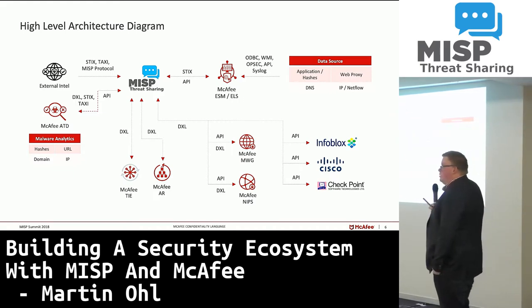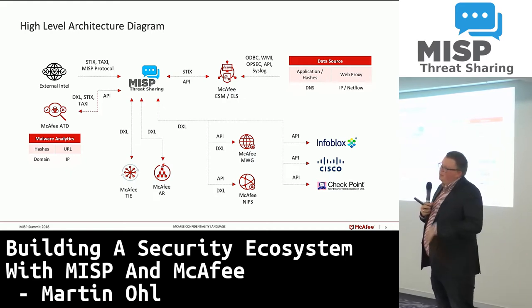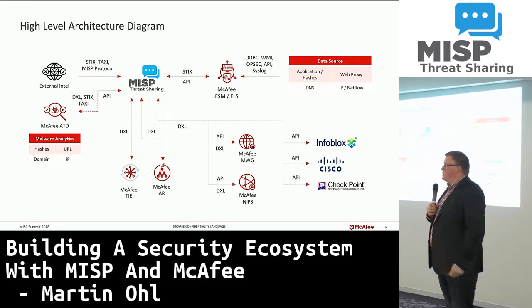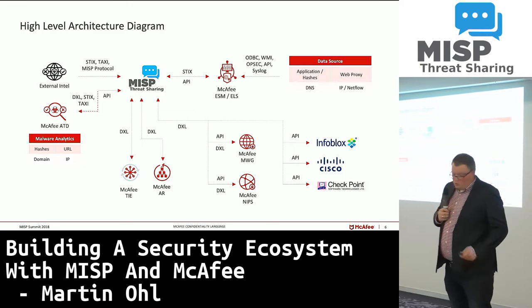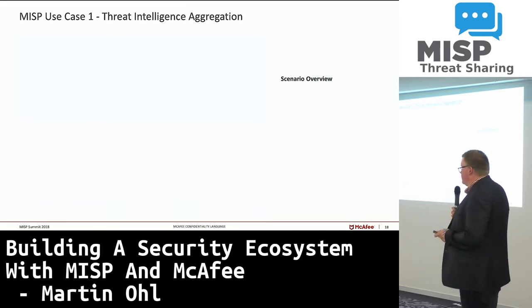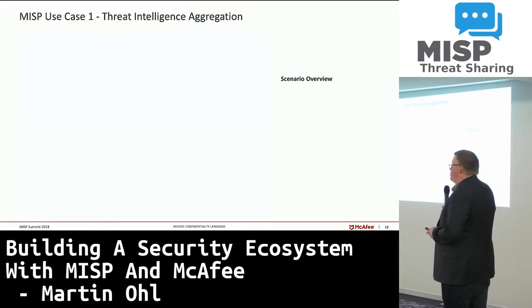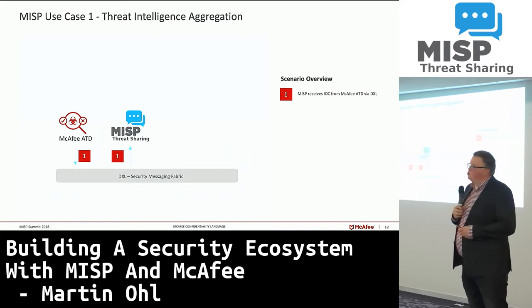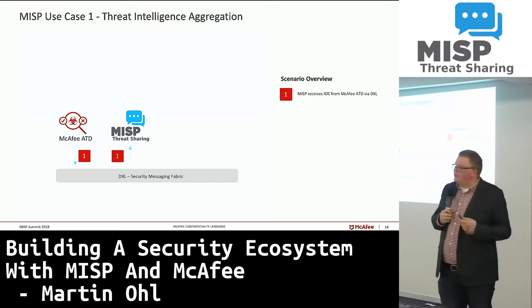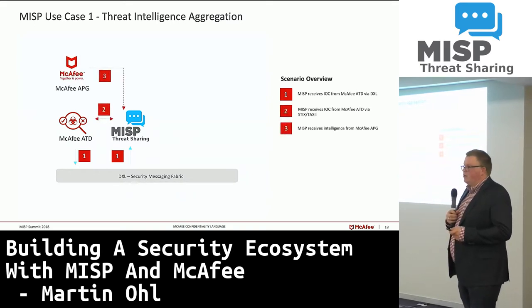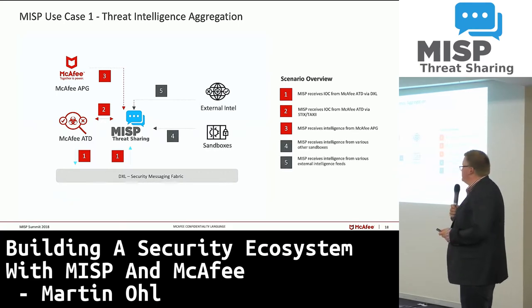So pretty simple, but this doesn't really happen. This outlines all the different integration patterns it should follow, but it also needs to look into the broader process and security operations. So to give you some examples, let's look at the first use case, leveraging and aggregating threat intelligence. This is the process where we leverage the MISP platform to consume threat intelligence that we produce via DXL, but it is also able to consume, of course, other intelligence feeds like our APG service or other external feeds and sources.